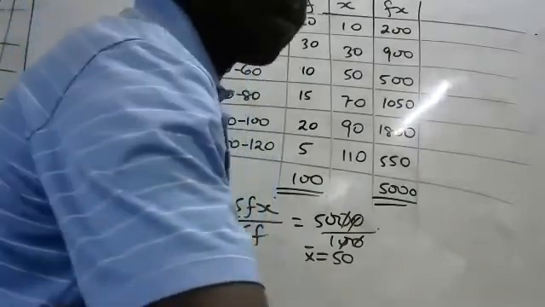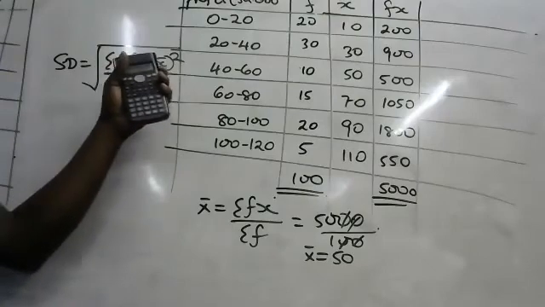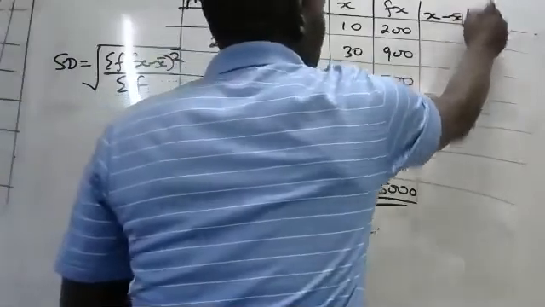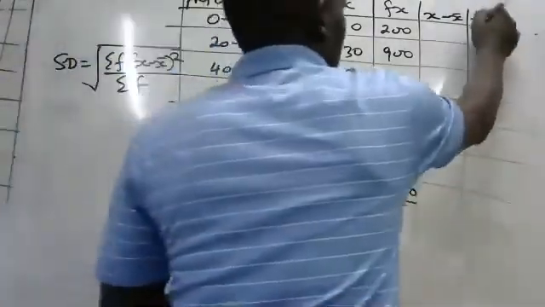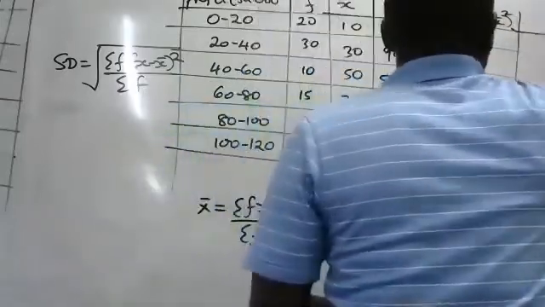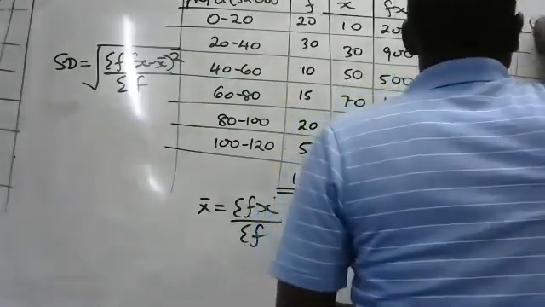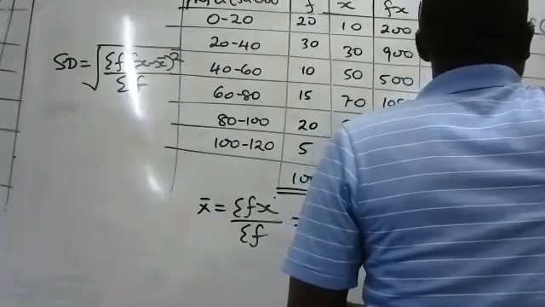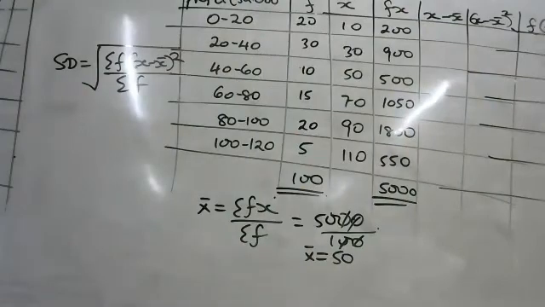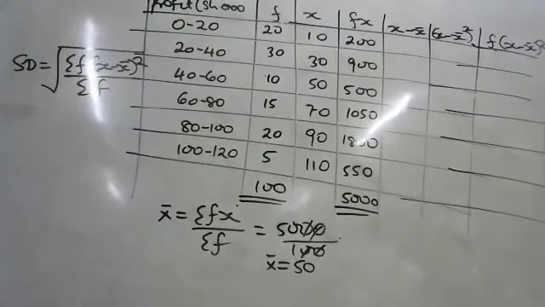Having done that, we can now proceed and get this particular numerator value. First of all, we do x minus x bar. Then we shall get x minus x bar squared. Then we finish by getting f into x minus x bar squared. It is advisable you do it along the row so that you avoid a lot of wrapping and feeding the figures in your calculator.